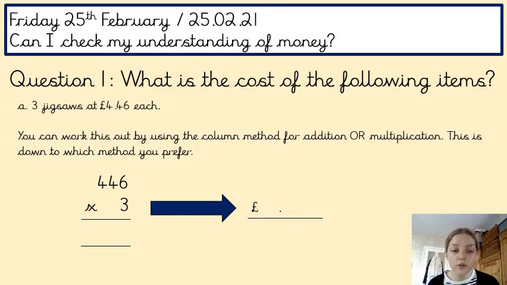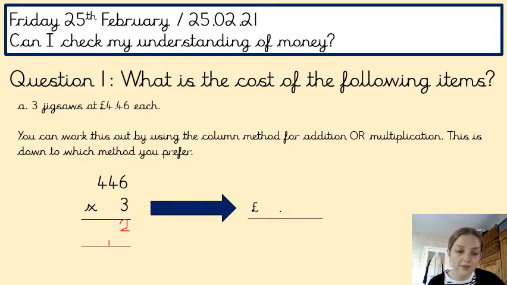So I've written 446, and then on a new line I've written the number 3 in the ones, and then I would multiply 3 by 6, 3 by 4, and 3 by 4 again. So 3 times 6 is 12. I would write in my 2. Here I would carry my 1. 3 times 4, 4, 8, 12.